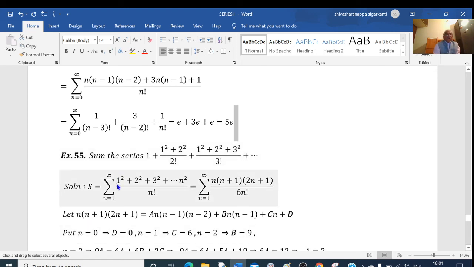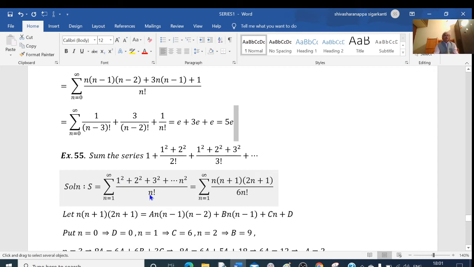So that is here. I will write the nth term as (1 square plus 2 square plus 3 square plus up to n square) divided by n factorial, n starts from 1 to infinity. Let us check whether I am getting the same terms or not. If I put n equal to 1 here, I am getting 1 by 1 factorial, that is equal to 1.